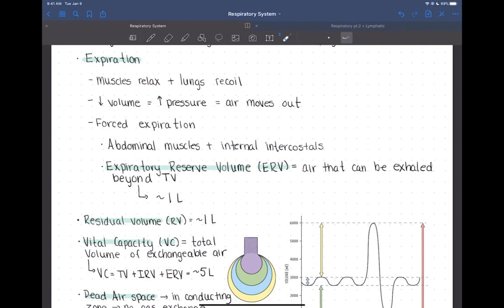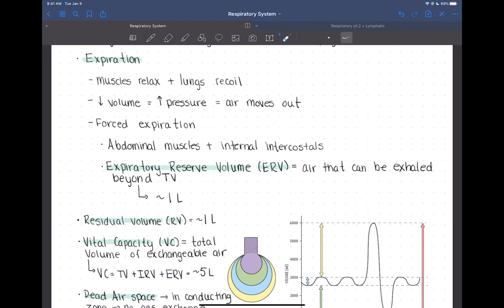Because the lungs are recoiling, the volume is going to decrease, and then the pressure will increase as a result of that, and that will force air out of the lungs. Okay, so that's quiet, normal breathing. That's part of the tidal volume. So you can inhale 500 milliliters and exhale 500 milliliters for your tidal volume.